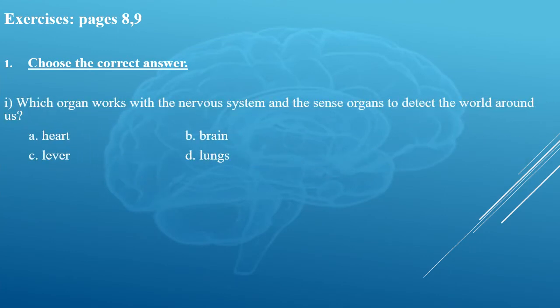Now students, we come to the exercises of page number 8 and 9. Number 1, choose the correct answer. Number 1 is which organ works with the nervous system and the sense organs to detect the world around us? Options are A. Heart, B. Brain, C. Liver, D. Lungs. The answer is B. Brain.